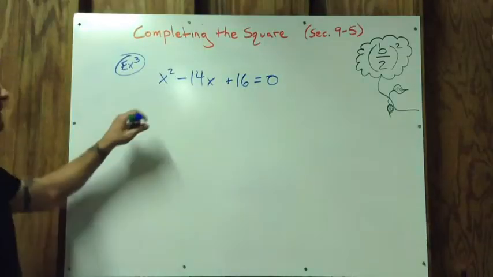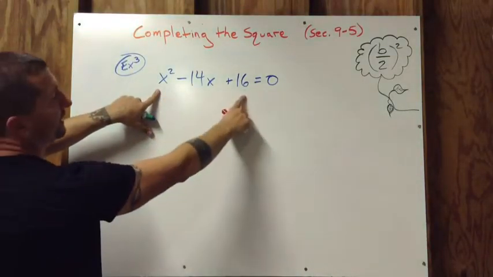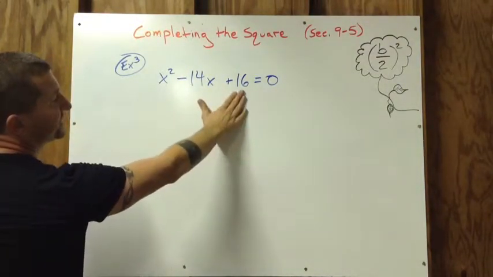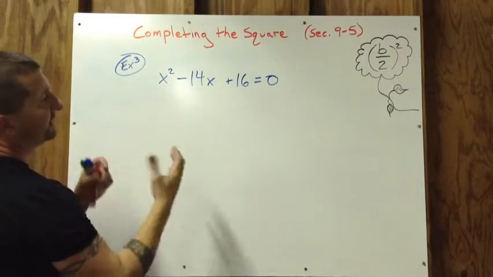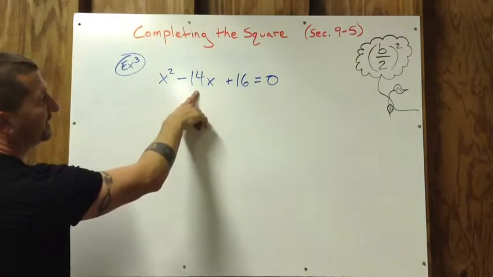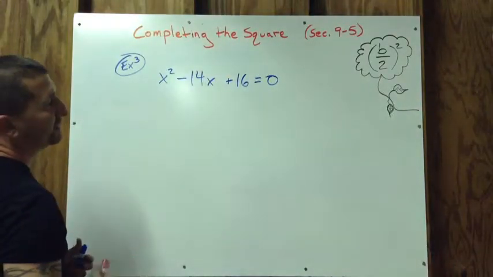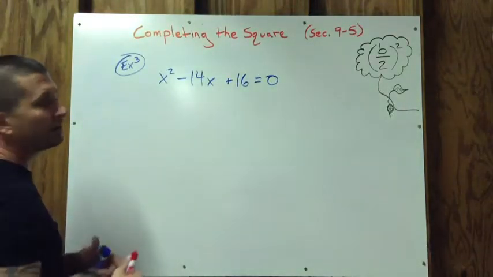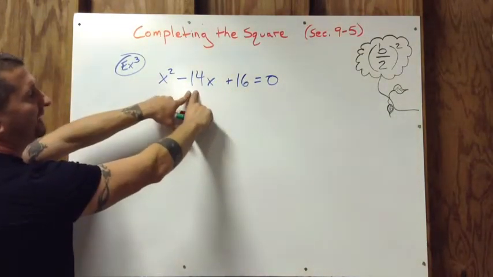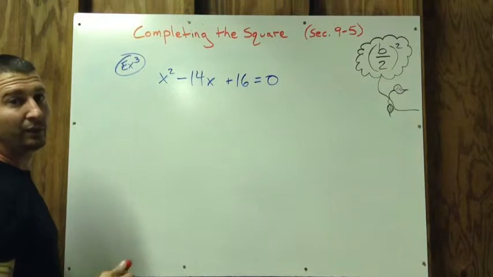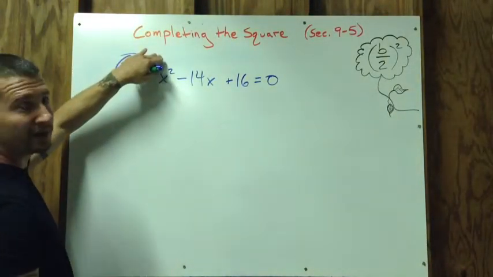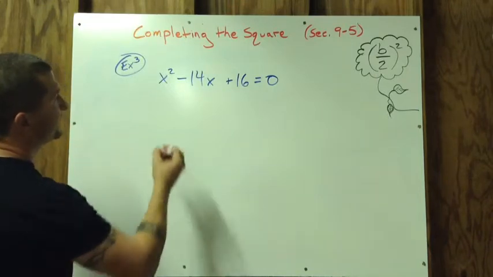Our third example, we have a trinomial equaling 0. Well, if we took all our factors of 16 and tried to find a match that had a sum of negative 14, we would run into some problems because there aren't any. There's no set of factors that have a product of 16 that have a sum of negative 14. When we run into that problem, that's when we need to use completing the square. This is how we do it.